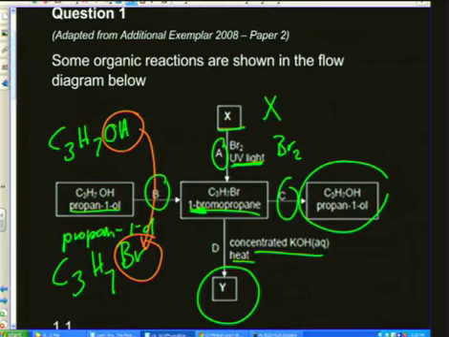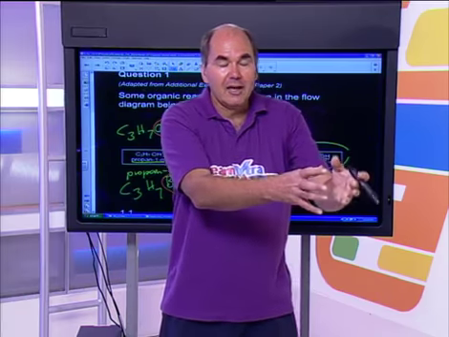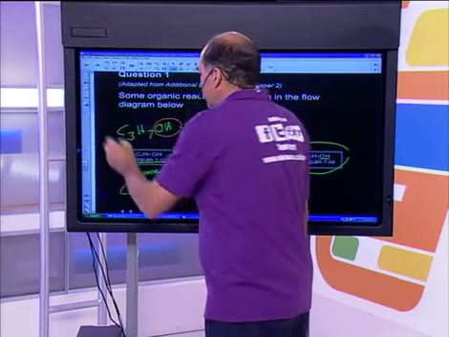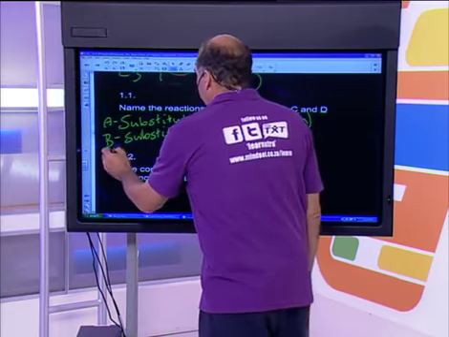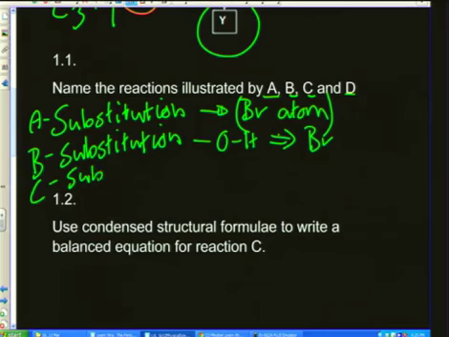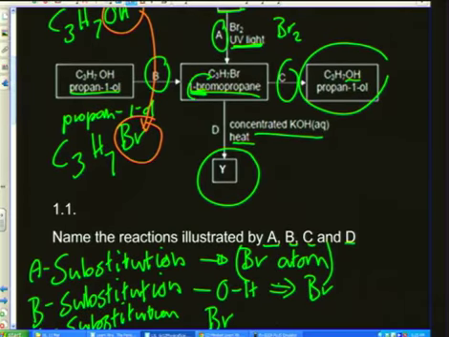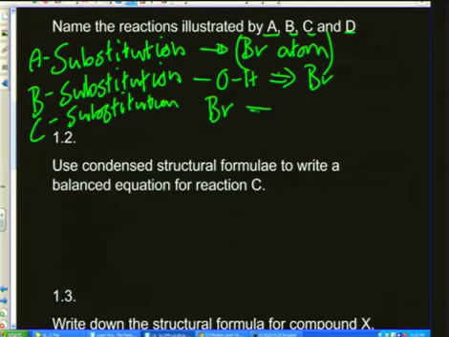What about number C? It's gone back to being OH. So what have we done? We've taken the Br and we've replaced it with an OH. So again, number C, it's substitution. And in this case, it's the reverse of what we had before. We started with the bromine on that end, and we've replaced it with a hydroxyl group.